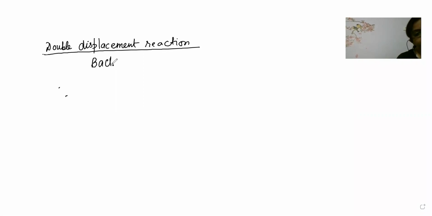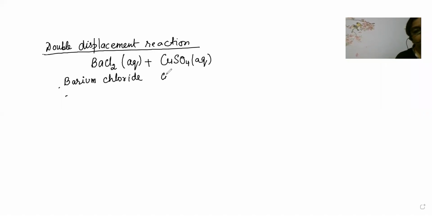Barium chloride in aqueous state. I repeat, barium chloride in aqueous state, when it reacts with copper sulfate in aqueous state, it gives dash plus CuCl2 in aqueous state. This is exactly copper chloride.